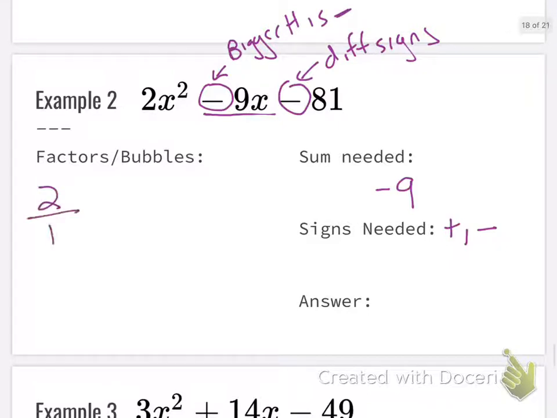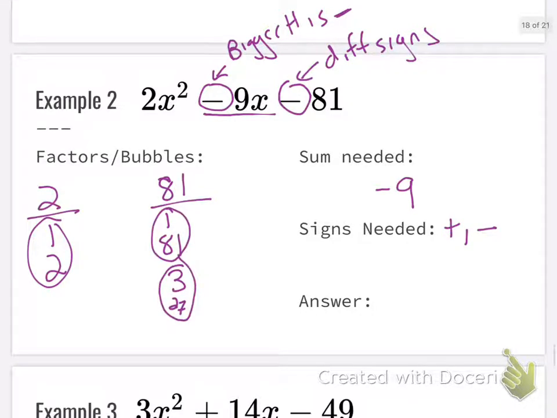So factors of 2 are 1 and 2. Factors of 81: 1 and 81. 2 doesn't go into it. 3 does. Let's just double check to make sure before I tell you specifically. I think it's 3 and 27, but I want to make sure. Yep, 3 and 27. 4 doesn't go into it. 5 doesn't go into it. 6 does not go into it. 7 does not go into it. 8 does not go into it, but 9 does.